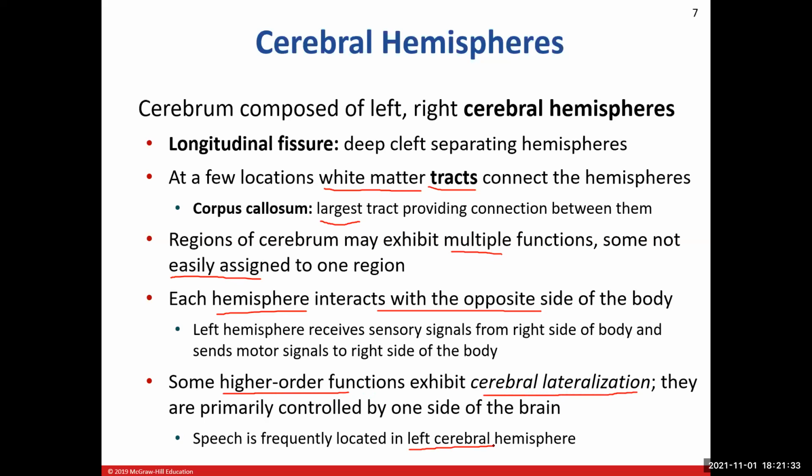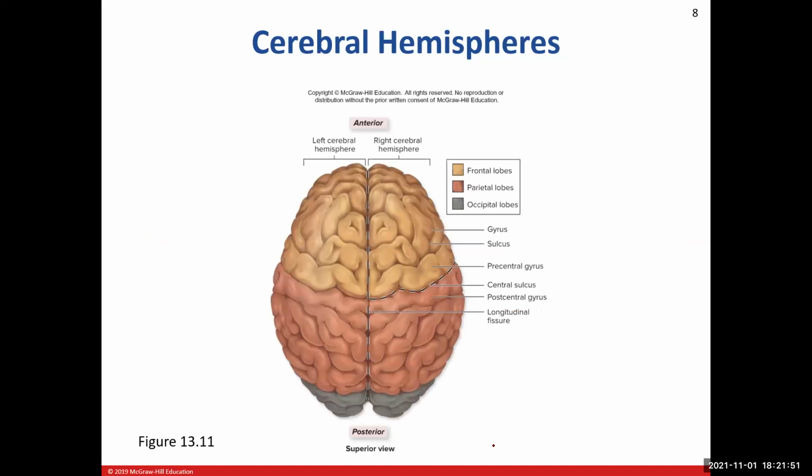All right, but for the most part, when we're talking about these higher order functions, we will make some broad statements like, all right, that's usually going to be in the left cerebral hemisphere or the right cerebral hemisphere. We're discussing cerebral lateralization. Certain functions are going to be on one side of the brain or the other. So here we're looking at some of the cerebral hemispheres. You've got your right and left cerebral hemisphere, right?